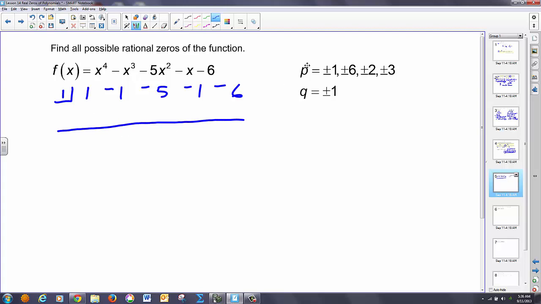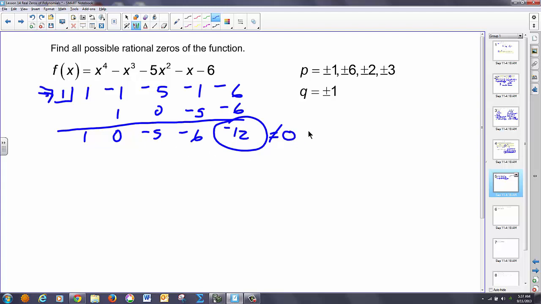All right. In theory, what I could do is I could plug each of these numbers into f of x and see if my remainder is 0 and work out the problem that way. That's another option. But I'm going to do this using synthetic division. So I go 1, multiply, get 1, 0, 0, negative 5, negative 5, negative 6, multiply, and I get negative 12. Since I have a remainder that's not equal to 0, 1 is not a root, or a 0.